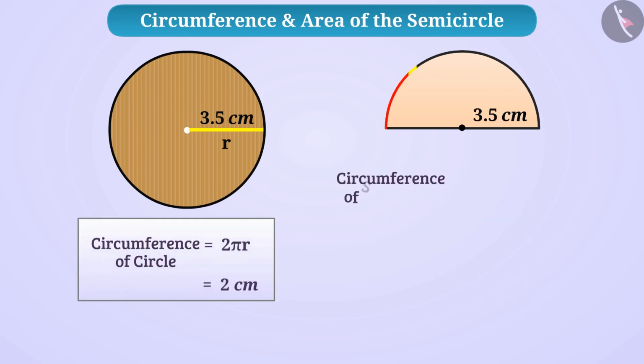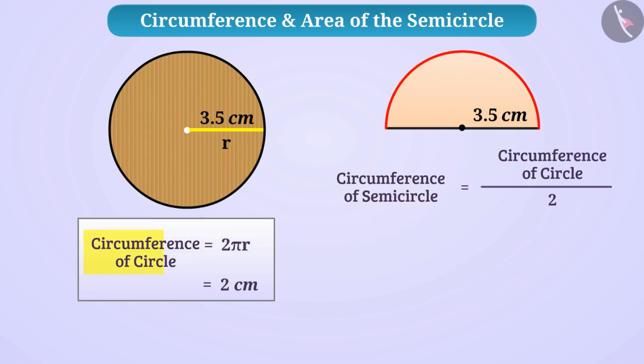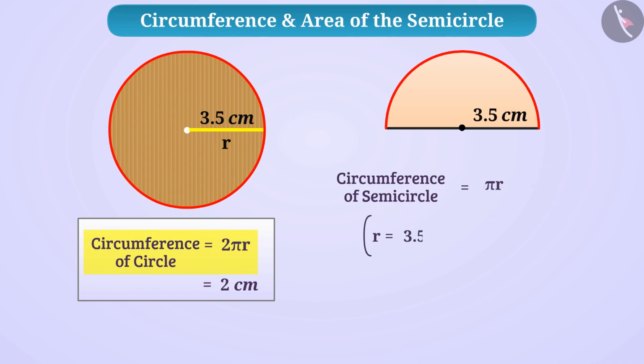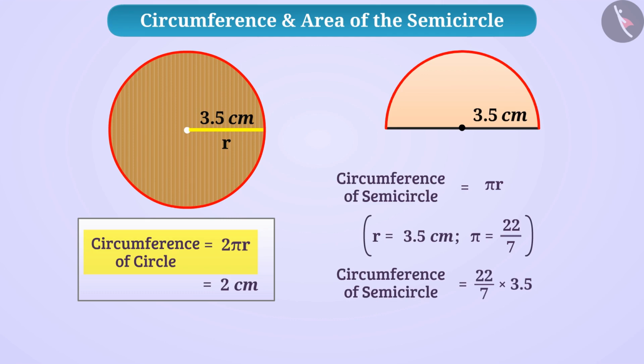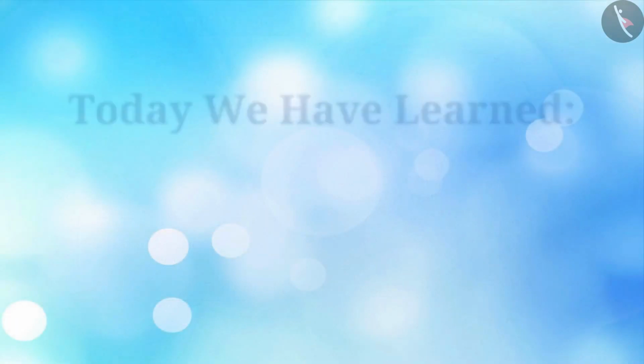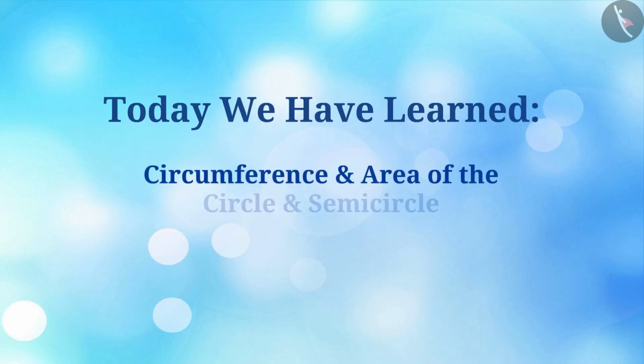Similarly, the circumference of the semicircle is half the circumference of the circle. So, the circumference of the semicircle will be pi r. In this way, by taking r is equal to 3.5 and pi is equal to 22 by 7, we will get the circumference of this semicircle as 11 centimeter. Today we have learned the circumference and area of circle and semicircle. In the next video, we will see some examples related to this.